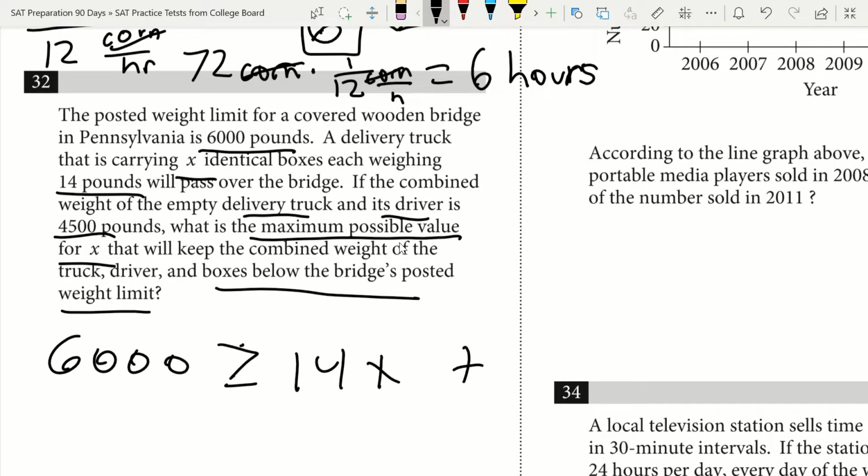All right, well, we know that we're going to have 4,500 pounds as the weight of the driver and his truck, and we know that we can have a maximum of 6,000 pounds on the bridge. We know that we have 14 pounds for every box, which is X. So our equation is that our total weight, which is 14 times every box plus 4,500, has to be less than 6,000.